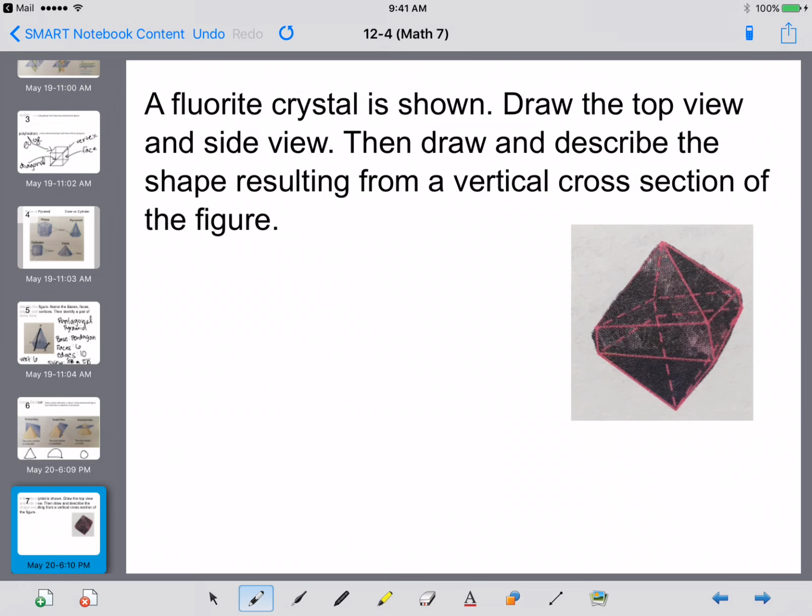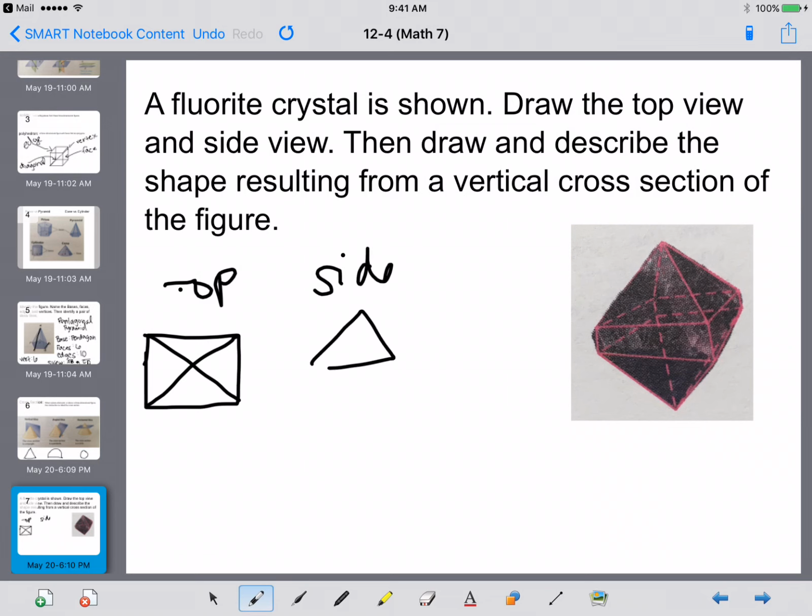So we here have a fluorite crystal. We want to draw what the top view would look like and a side view. So our top view, if I were to look at that from above, it would look something like this, right? Because it's coming together at a point, but if I'm just looking from the top, it's a square. My side view would look something like a triangle with a flat section, and then another triangle at the bottom.